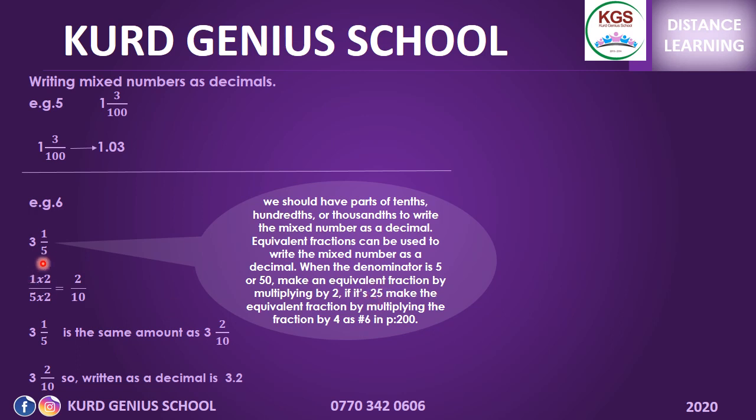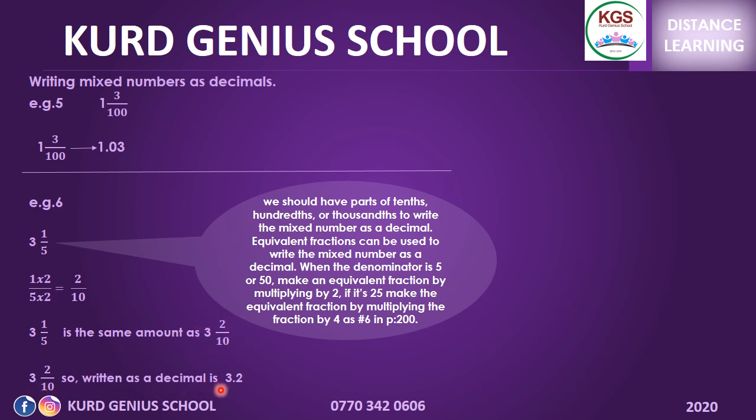So here we have 5. We have to multiply both the numerator and the denominator by 2. So 1 times 2 is 2. 5 times 2 is 10. So we have an equivalent fraction for this fraction. Now we can write the mixed number as 3 and 2/10. It's very easy now to write this number as a decimal.